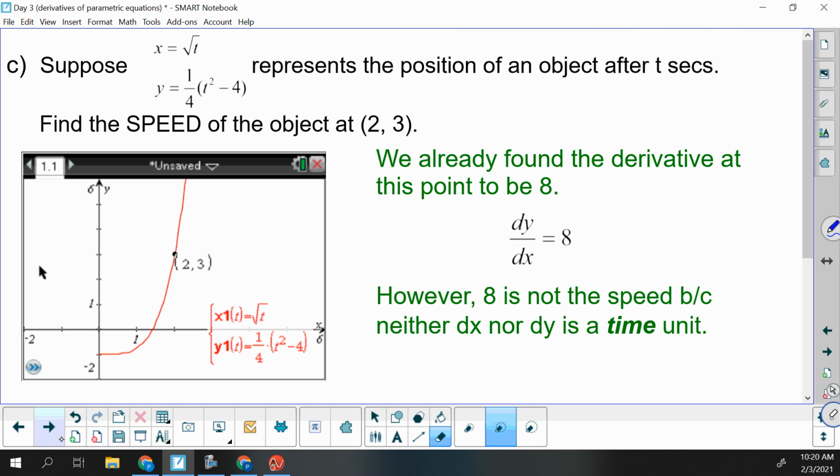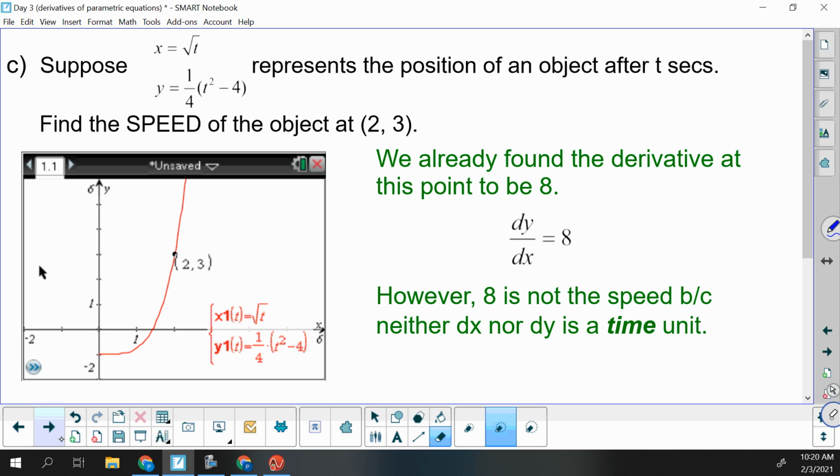Well, another thing you look at with parametrics and their derivatives is we'll want to find the speed. So our originals would be the position. Well, the speed of the object would be its change in position over time. So we already found our derivative at this point to be 8. That was dy over dx.